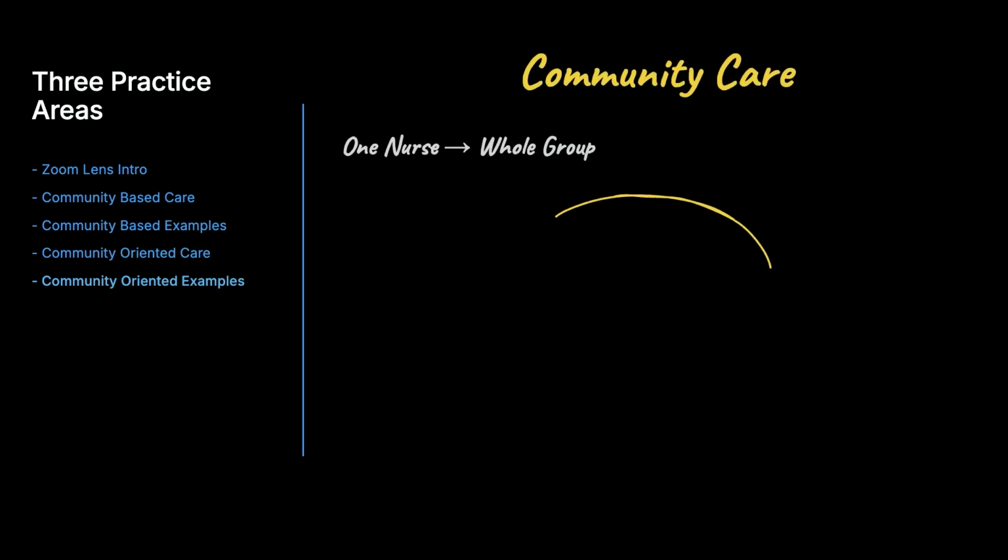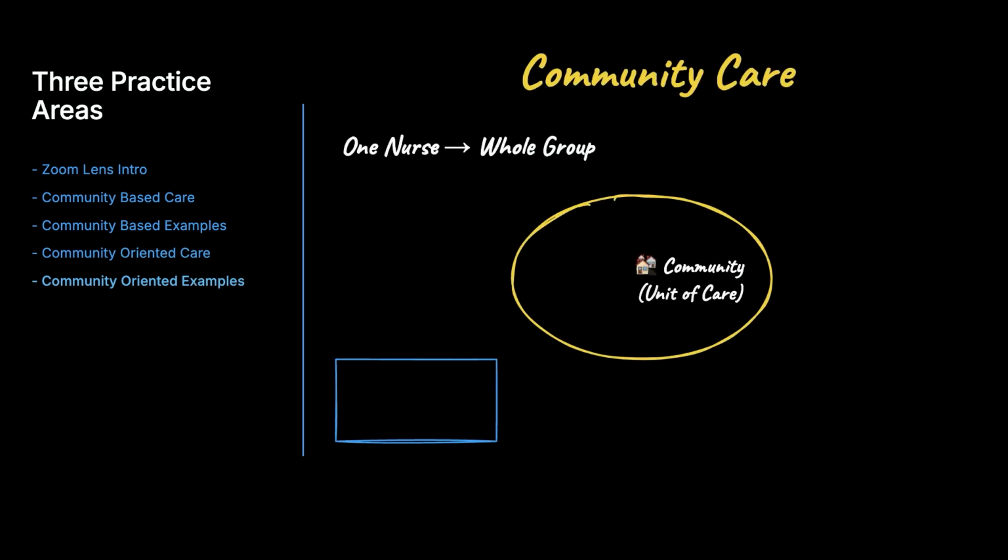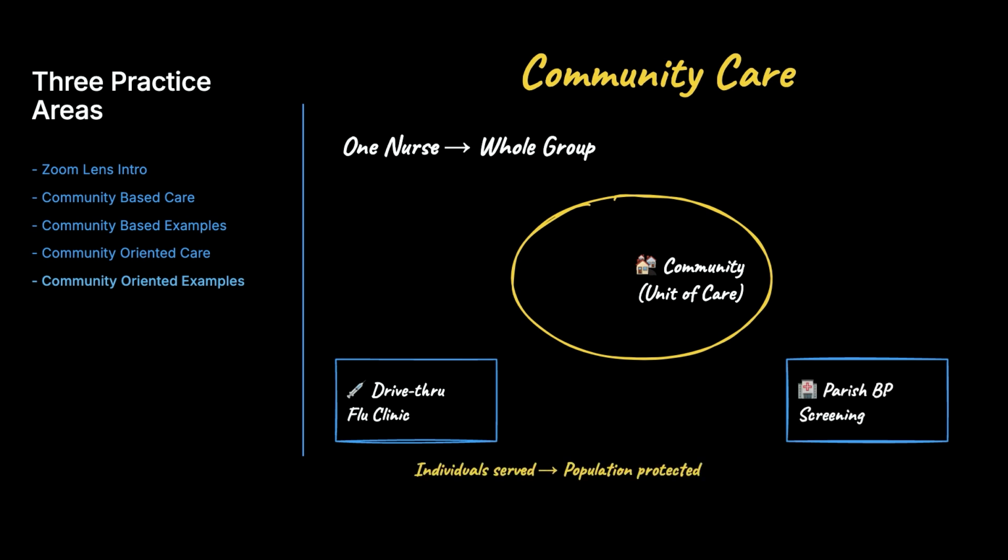Think of a nurse organizing a drive through flu event in a neighborhood with low immunization rates, or a parish nurse screening blood pressure for her congregation after several members had strokes. She meets people one at a time, yet the program protects the larger group. The unit of care is a defined, recognizable community.